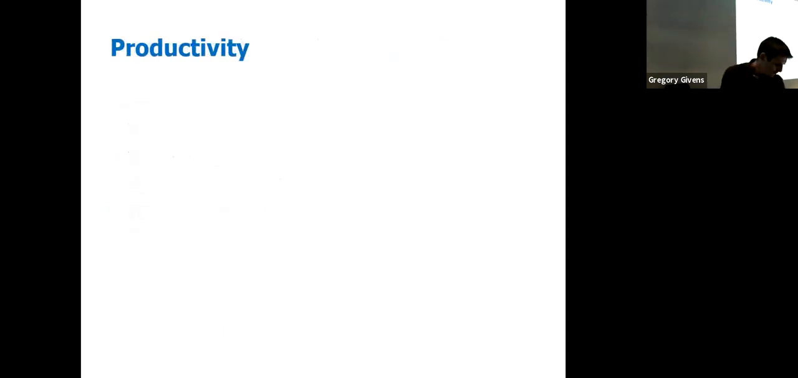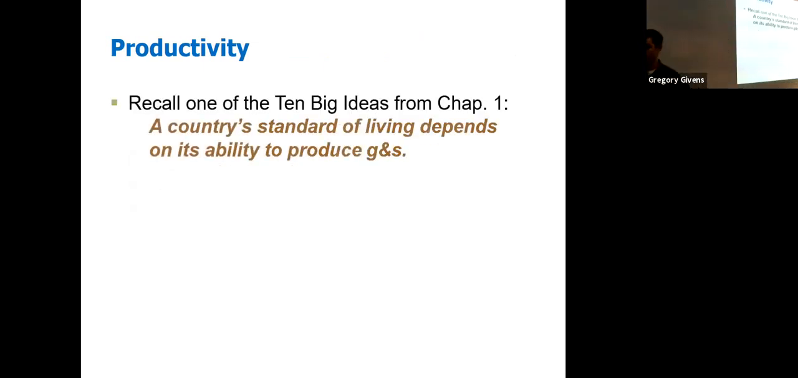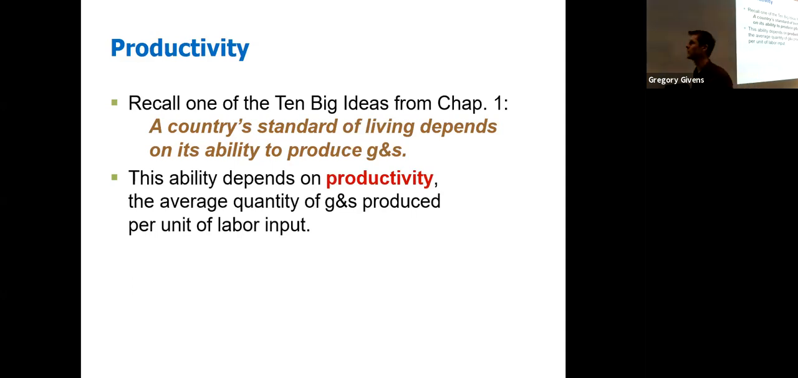Okay, so let me spend some time now examining the role of productivity. So we didn't talk about this on the first day of class. I had you guys kind of review it on your own. But one of those 10 kind of major ideas in economics is this idea that a country's standard of living really depends on its ability to produce goods and services. Countries that have a better ability to produce goods and services are going to have higher standards of living. Now, this ability to produce goods and services is generically what we call productivity. It's essentially the average quantity of goods and services produced per unit of labor in a country.